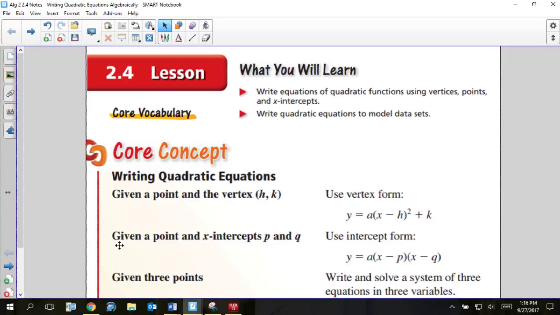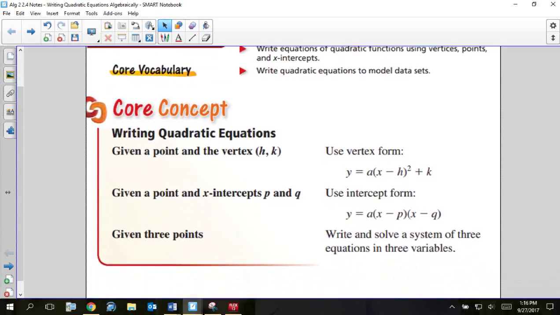Today we're going to learn how to write equations from information. What you've been doing in the past is I gave you the equation and you graphed it. Okay? Now we're going to have ordered pairs and you're going to write the equation from the ordered pairs. There are three different things here that you may be given.